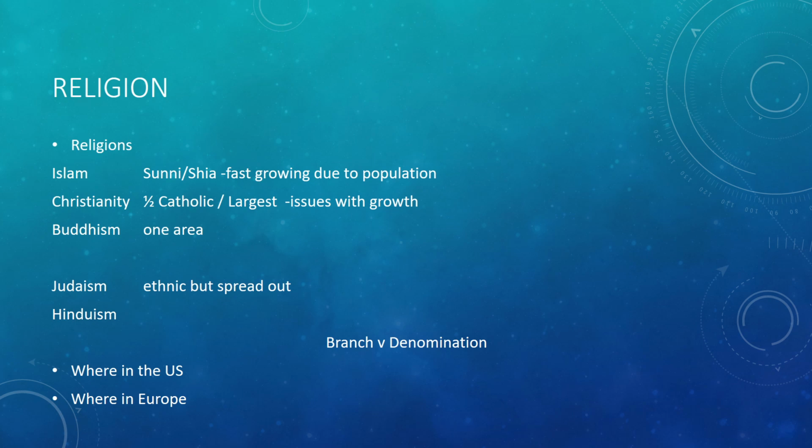Know the difference between a branch and a denomination. And we talked about the Sunni and the Shia. And Shia are a minority, and we mentioned that there's only two countries that are majority Shia, and that's Iran and Iraq. Okay, I think that covers a lot of that.